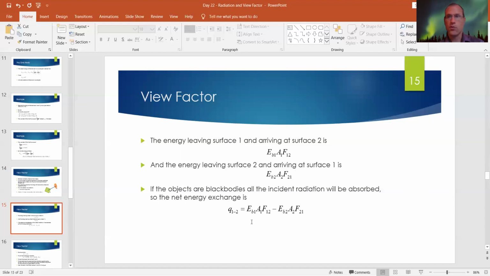Generally what's going to happen is if one object's hotter than the other, the hotter object's going to emit more energy, and so the colder object's going to be absorbing more, the hotter object's going to be emitting more, and those will eventually balance out.